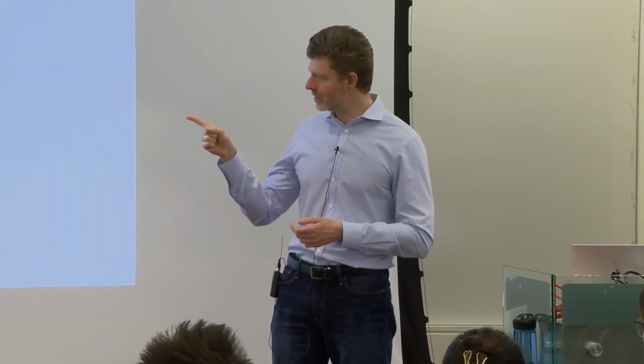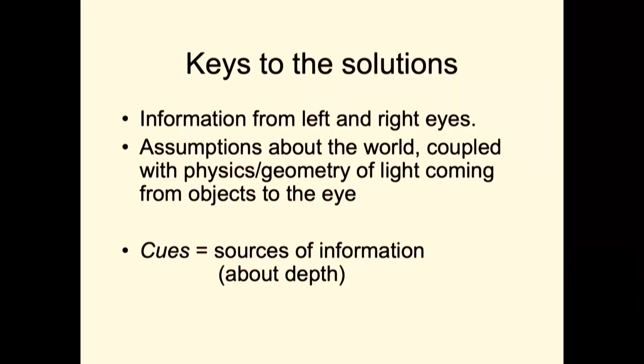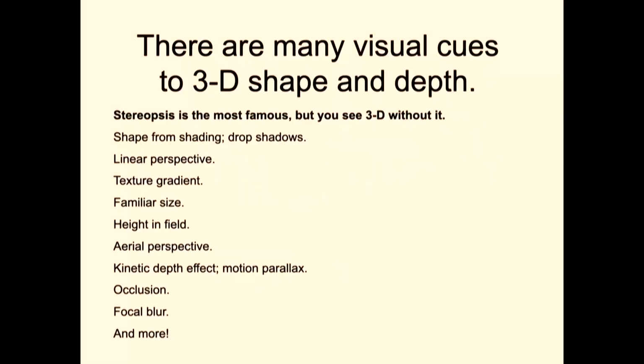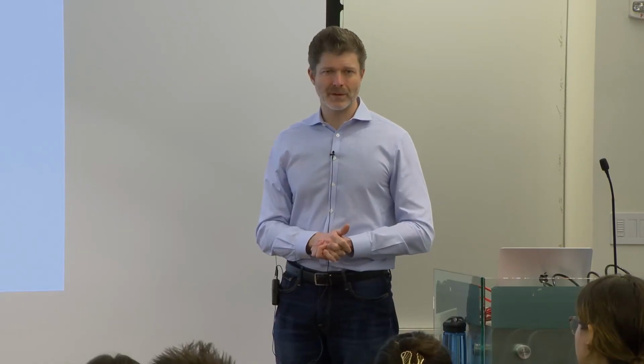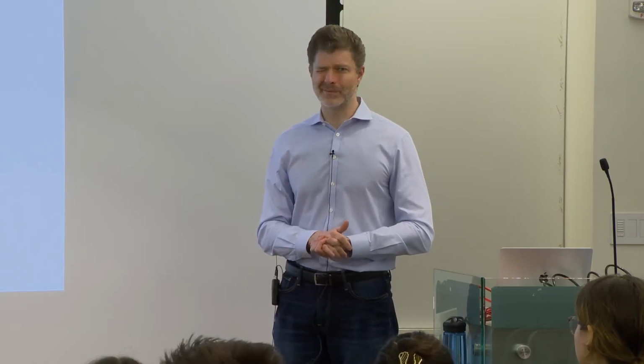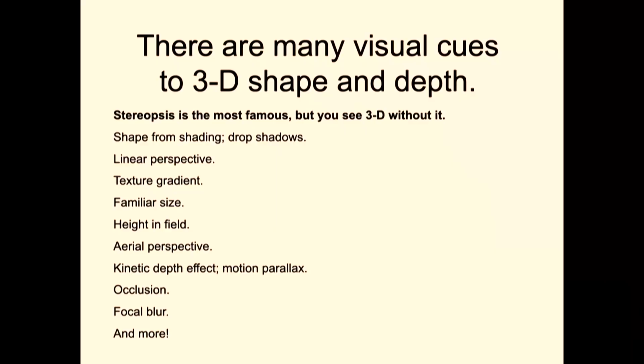All right? We've talked about cues previously in the class. When you talk about a cue, we mean a source of information. So some aspect of the stimulus that provides information, in this case about a variable that we care about, like depth. Okay? So there are lots of visual cues to 3D shape and depth. Okay? So stereopsis is the one that is best known, but you can see 3 dimensions without it. So if you just close one eye, the world doesn't really look that different, right? You can still tell that certain things are further away than others, and you can see the 3-dimensional shape of objects pretty well.